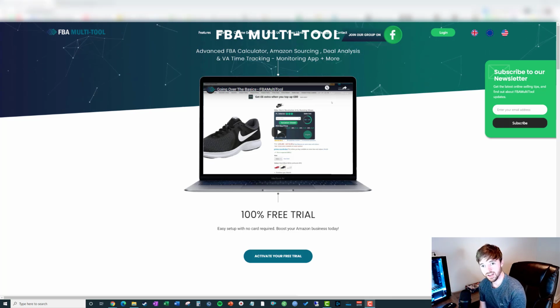So the tool is called the FBA Multi Tool. And for anyone who's not aware, FBA means fulfilled by Amazon, and it's a way that you can sell on Amazon with Amazon actually fulfilling the orders. But the tool is more powerful than just for FBA sellers. It's really, really useful for people who ship their own orders or don't even sell on Amazon. It's useful for people who sell on eBay. And I'm going to walk through why that is.